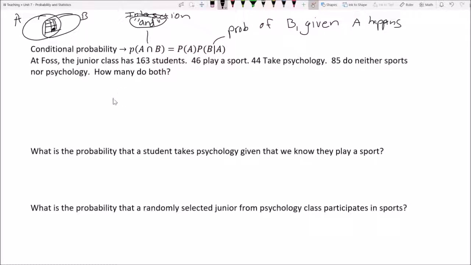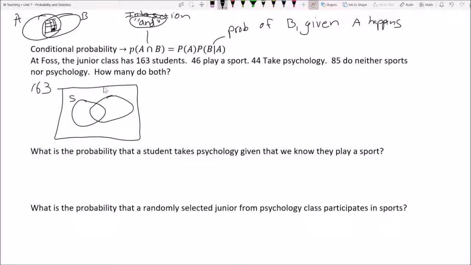So let's do an example here. And I'm going to show you how you don't actually need the formula. It's going to be unusual that you would use the formula, actually. I'm going to show you a way to do it more intuitively that should be quicker and easier for you. At FOSS, the junior class has 163 students. 46 play a sport.